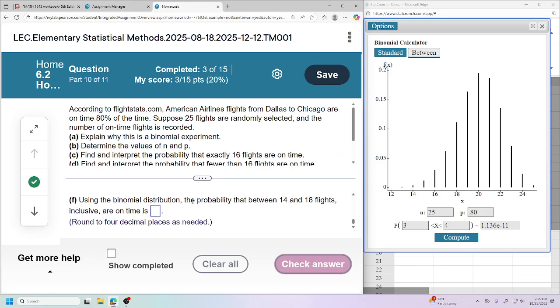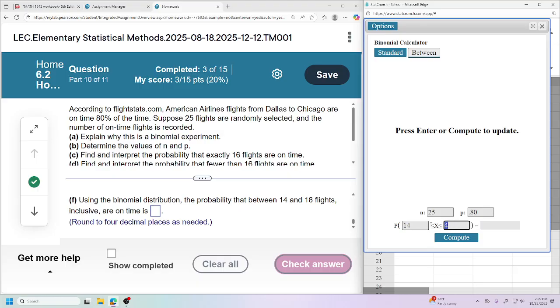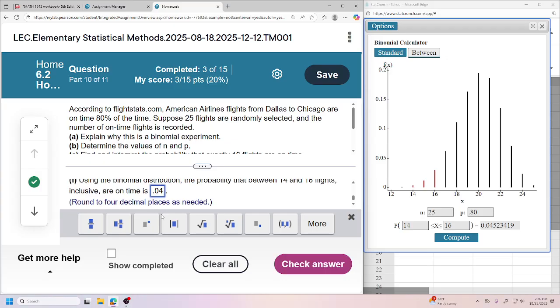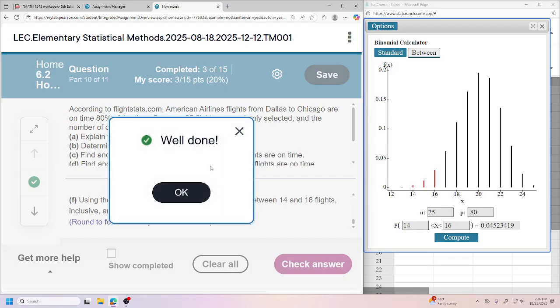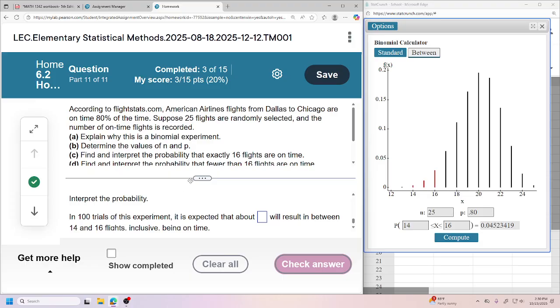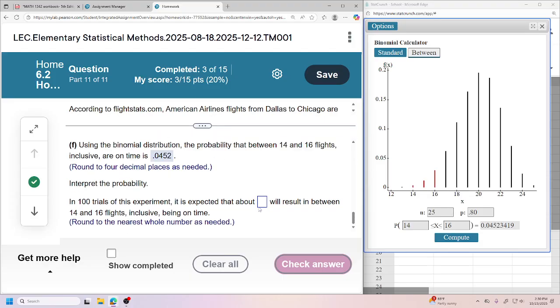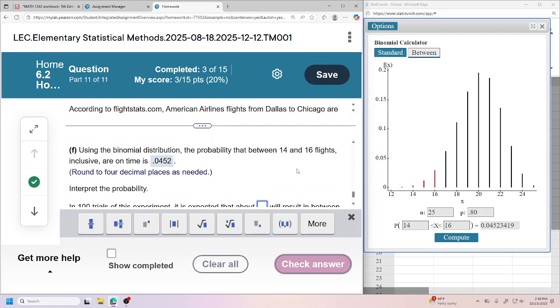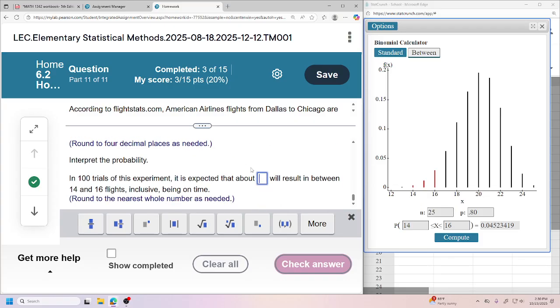So it says using binomial, what's between 14 and 16? So between, I click between, and then I put in a 14, and I put in a 16. 4, 5, 2. Yeah. It says, if I shift it over 2 times, what's my whole number? Shift it over twice? 4.5, yep.